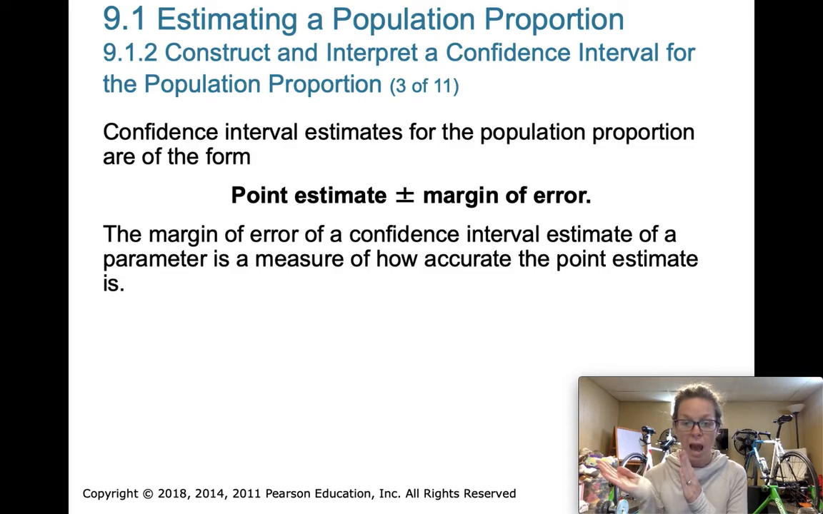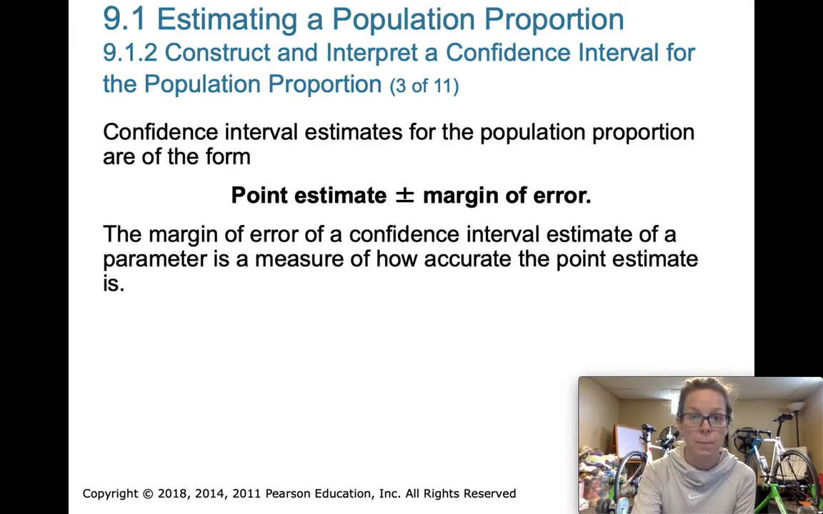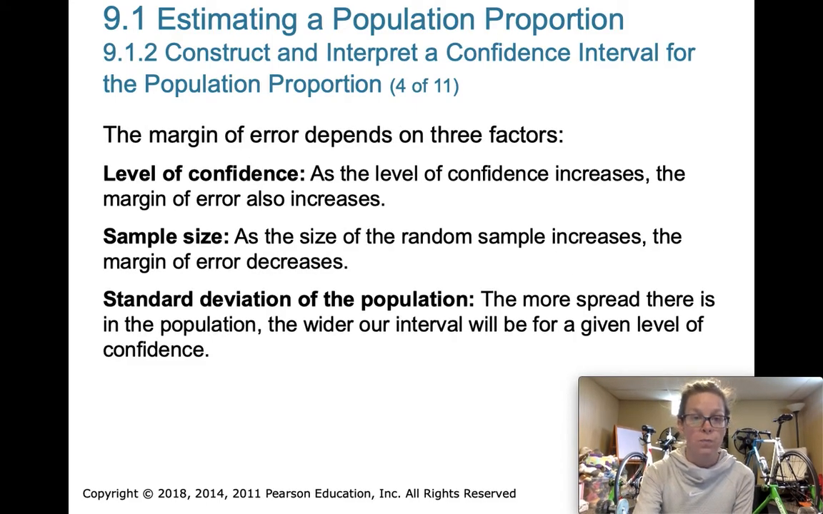Okay? So to construct a confidence interval, we start with that point estimate, and then we add and subtract our margin of error. The margin of error in a confidence interval for an estimate of a parameter measures how accurate the point estimate is. So 3 things affect the margin of error.